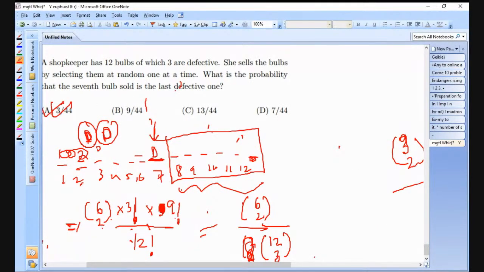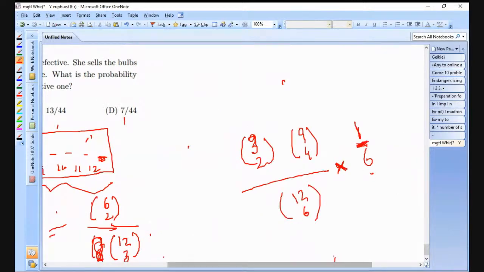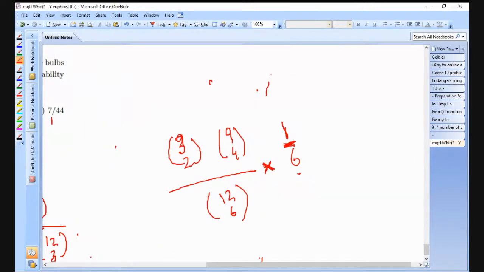Because the way she has counted and the way I have counted, I have considered all the draws after 8 actually, but she has not considered beyond 8. Why is it happening? Because in both our calculations, she has taken all the bulbs in the first 7 cases. So therefore the rest of the probability is actually turning out to be 1.